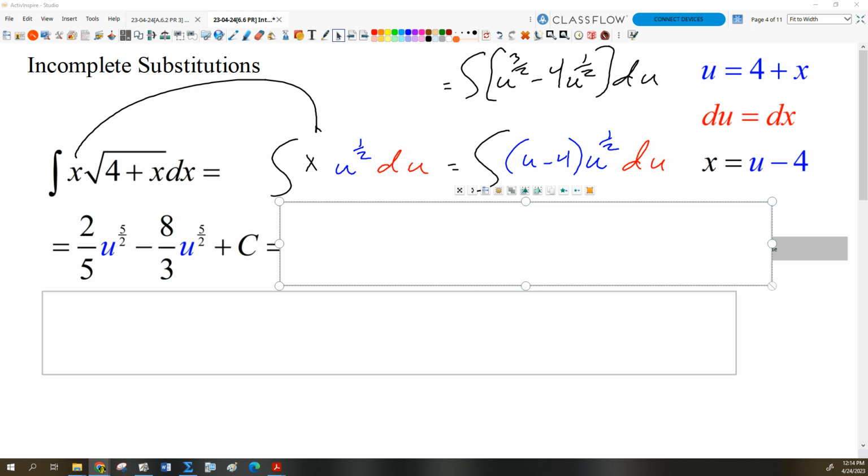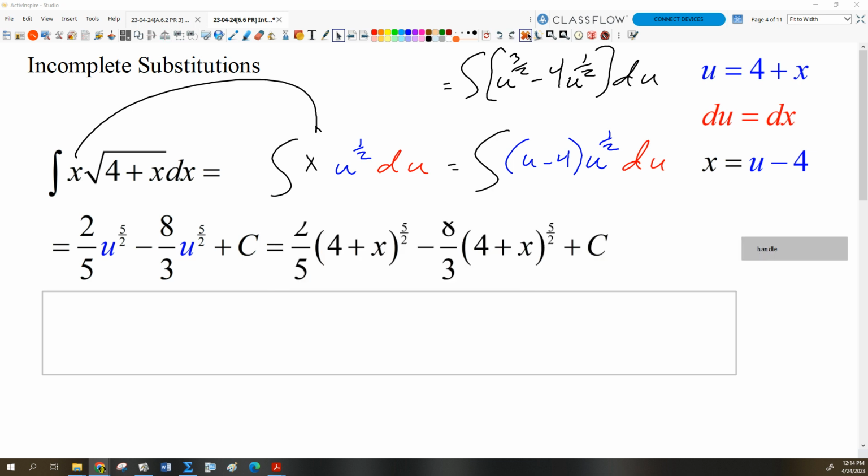So then what do I have to do? The last step would be to reverse the substitution and trade those u's for the quantity 4 plus x, and we're done, right? Oh, what happened there?